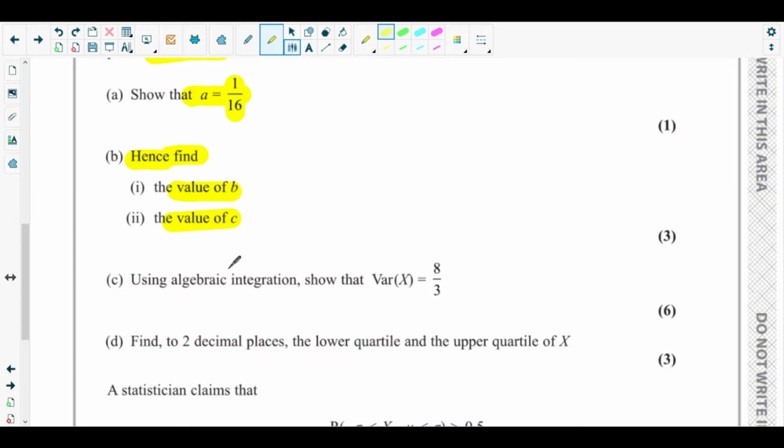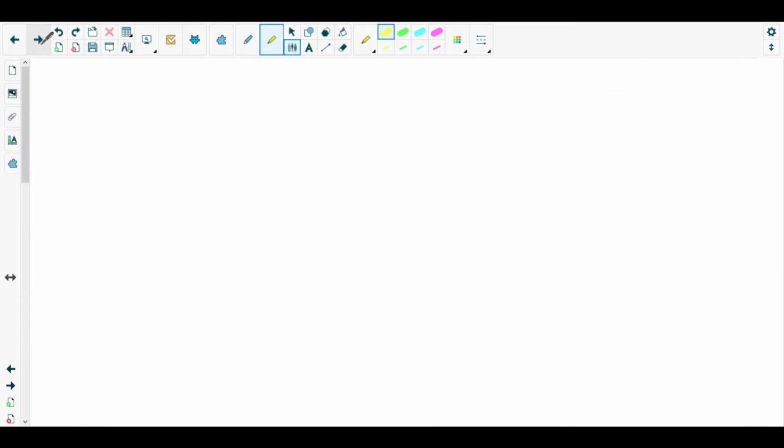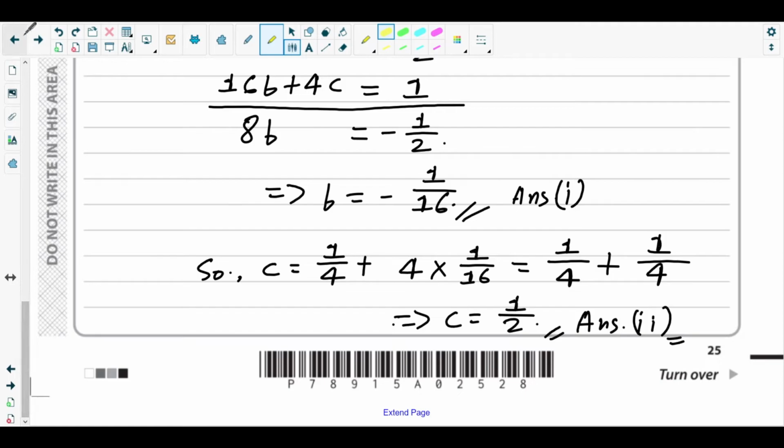In part C, the question is asking us to use algebraic integration to show that the variance of x is 8 over 3. So we need to use integration to show the variance. What's the formula for the variance of x?